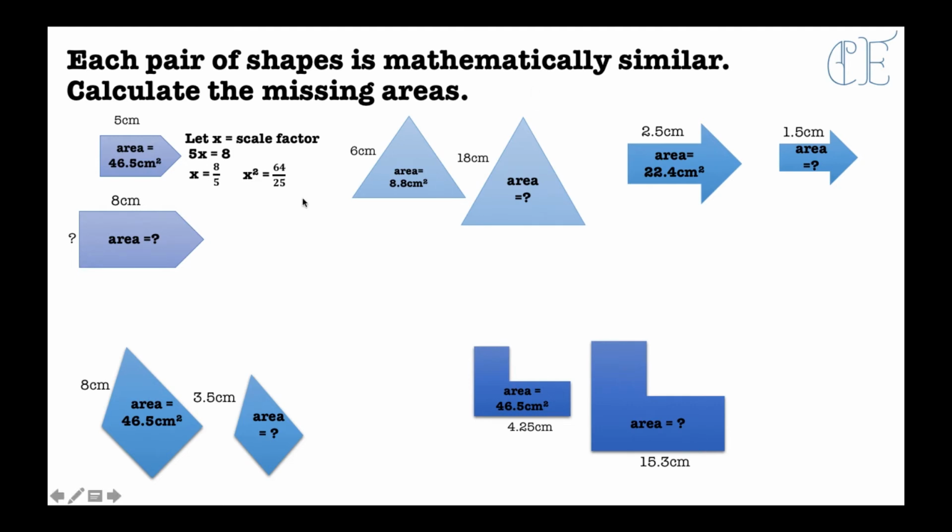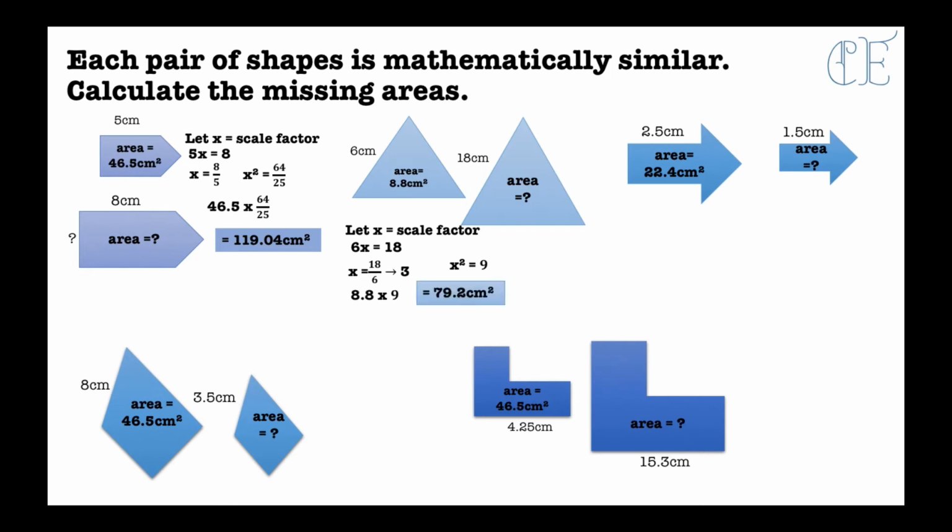X squared is 64 over 25 because it's our area. So we just square that number, and then we times that by the area of this shape, giving us 119.04 centimetres squared. Number 2, 6x equals 18, giving us x equals 3, and x squared would then be 9. 9 times 8.8 is 79.2 centimetres squared.